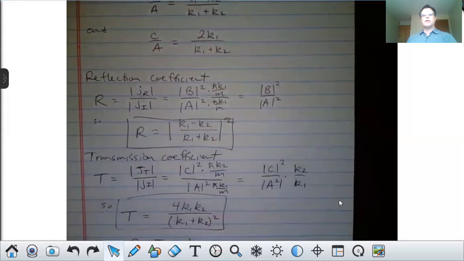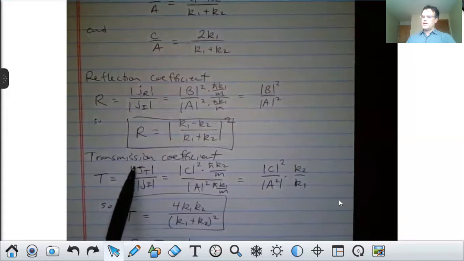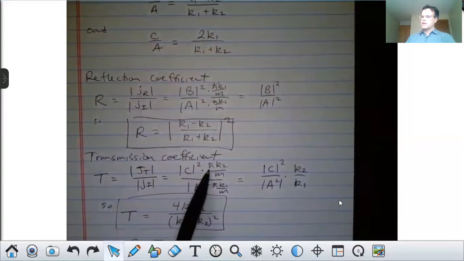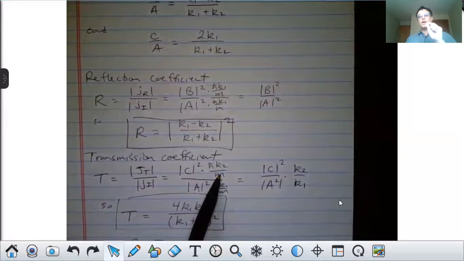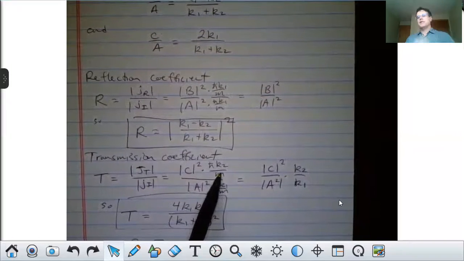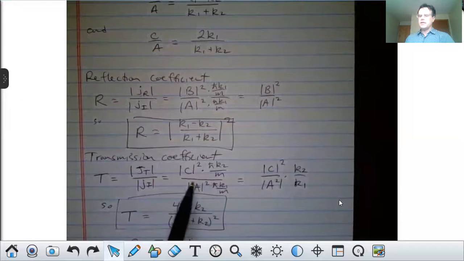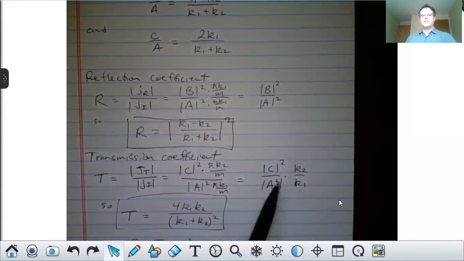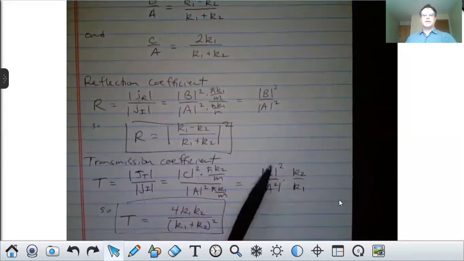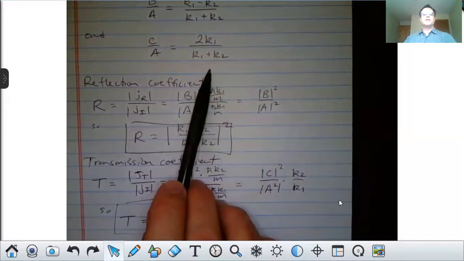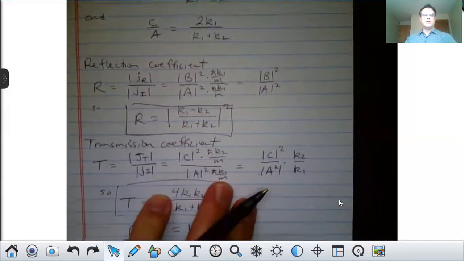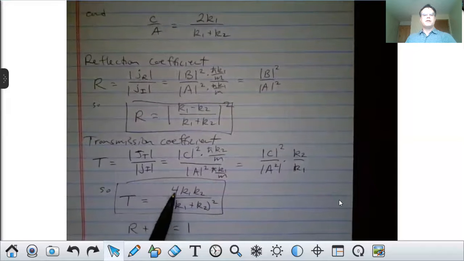Now, what about the transmission coefficient? It's a little bit different because my probability current changes. My transmitted current is c squared times h bar k2 over m, because my wave number has changed when I go into that second region. Divide that by the incident probability current, ji, I get c squared over a squared times k2 over k1. So I take my c over a from up here, square that, multiply by k2 over k1, and I get my transmission probability of 4k1k2 over k1 plus k2, squared.